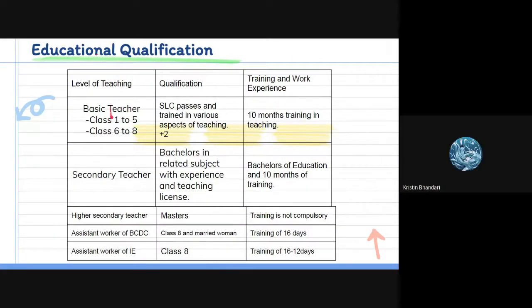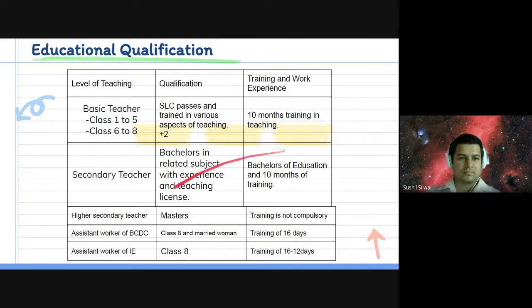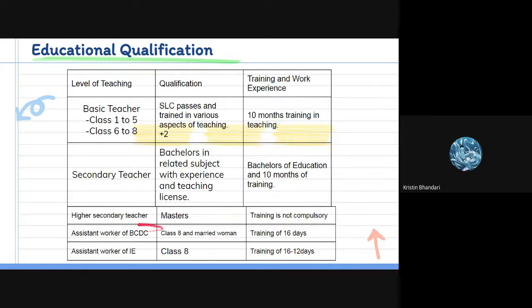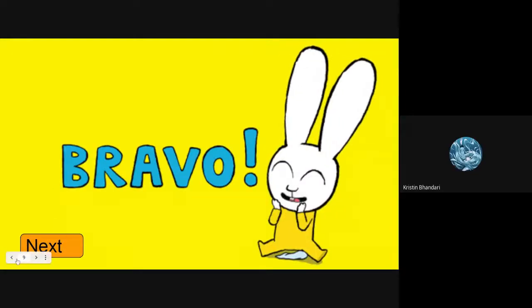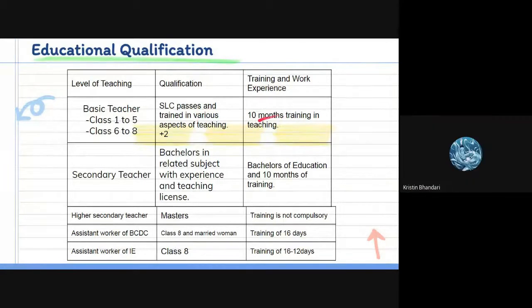So this is the chart that explains the educational qualification of the sector, and there are levels of training. Basic teachers teach class 1 to 5 and class 6 to 8. And there's secondary teacher, higher secondary teacher, assistant worker of BCDC, and assistant worker of IE. They have to have certain qualifications to teach. They have to be SLC passed and trained in various aspects of teaching. Plus 2, bachelor's in related subjects, and 10 months of training in teaching. For secondary teacher, bachelor's in related subject with experience and teaching license, and they have 10 months of training too.